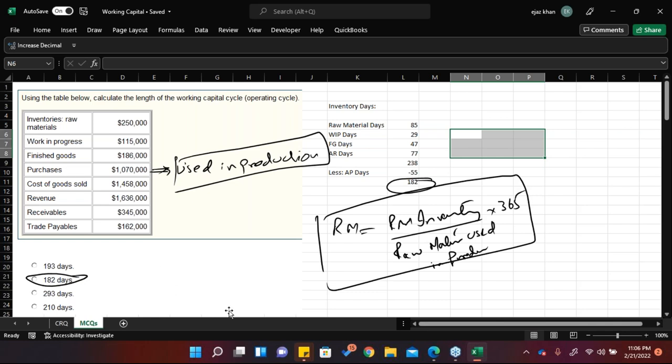In case the examiner gives a statement that there were no changes to raw material inventory levels during the period, even in that case, it means that whatever was purchased was used during the production. But since they haven't given this statement here, this question wasn't that expressive. So I used cost of goods sold in the first place. When the answer did not match, then I had to assume that purchases should be considered as used in the production.